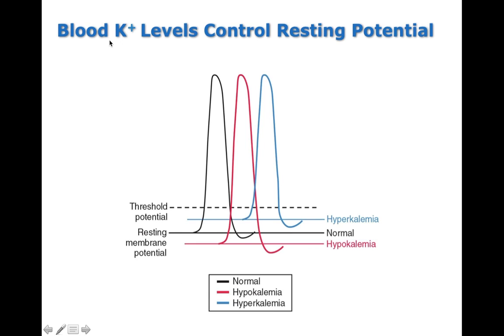So when we talk about changing potassium levels in the blood, when you use phrases like hyperkalemia and hypokalemia, well, hyperkalemia means high blood potassium. Hypokalemia means low blood potassium.